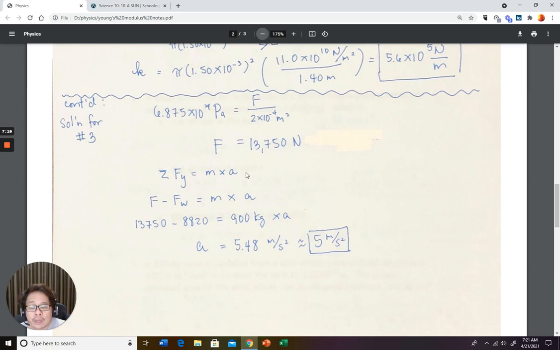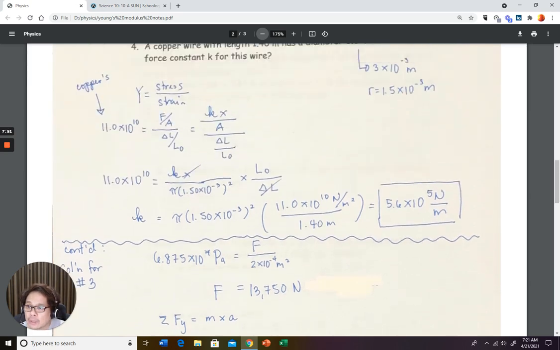From the second law of motion, the summation of forces along the y, the net force is equal to m times a, because these are unbalanced forces. What is the force upward? It's 13,750. What is the force downward? It's 8,820 newtons. The mass is 900 kilograms. We would like to compute for the acceleration. So the maximum possible acceleration is 5.48 meters per second squared. In 1 significant figure, this is just 5 meters per second squared. Okay, let's go to number 4.